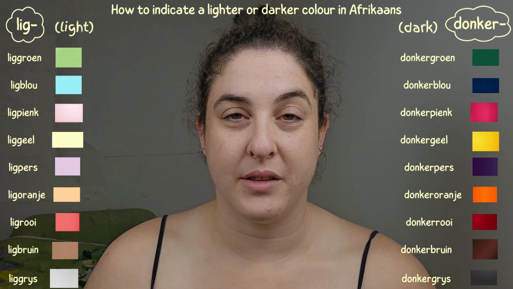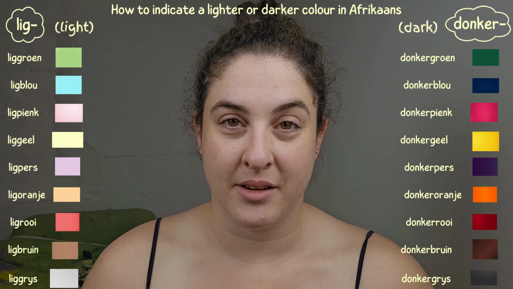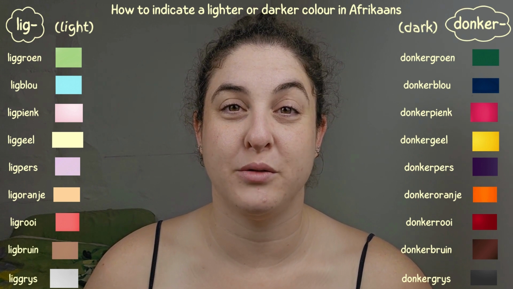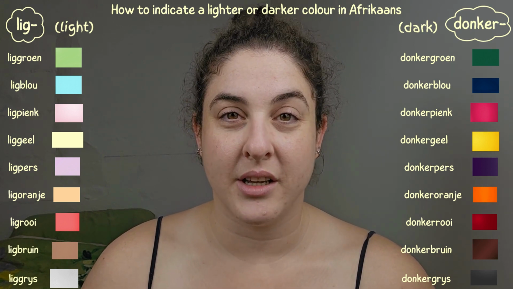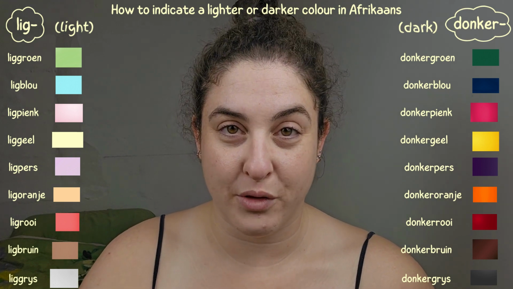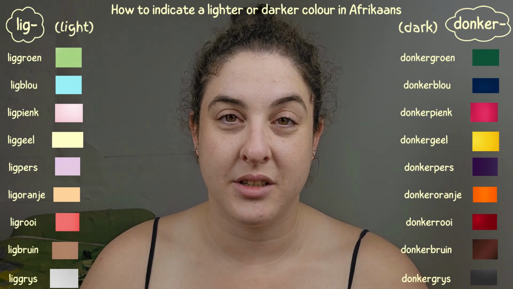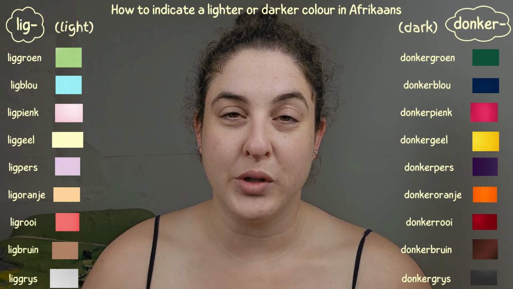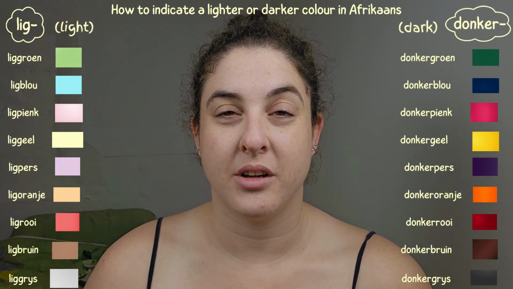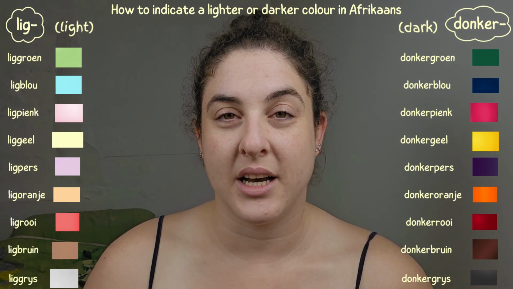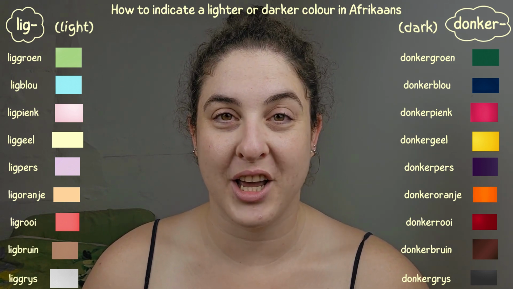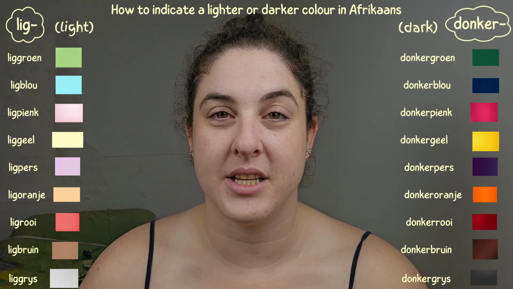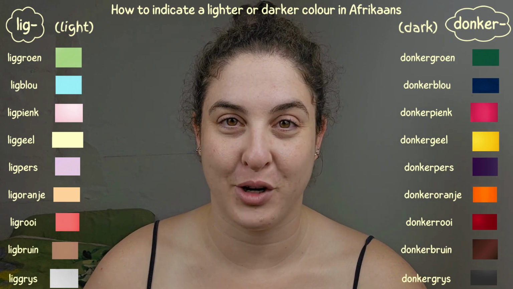And then on the dark end of the spectrum, it's pretty much the same again. You'll have donker, which is the Afrikaans word for dark. You'll use donker in the beginning or in front of the color, and it's also attached to the color, so it forms one word again. And then it'll be donker bruin, which is dark brown, or donker grys, which is dark gray, etc. And that's how you form light or dark colors and to indicate light and dark colors in Afrikaans.